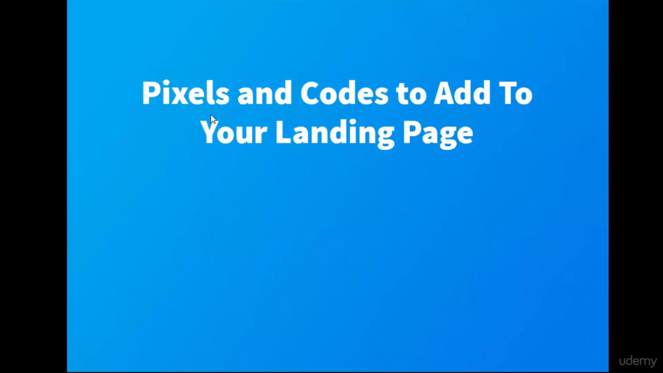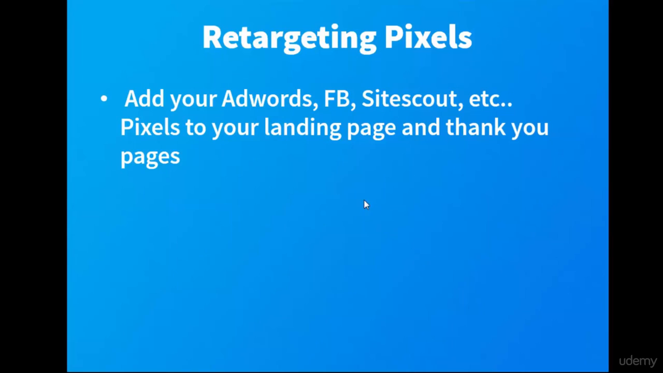Alright, now I'm going to show you how to add pixels and the codes that you're going to need to your landing page and also your thank you page. So you're going to be needing some retargeting pixels, and you're going to get these from AdWords or Facebook or Site Scout or wherever you're going to be using for your paid ads. And I'm going to show you how to get the AdWords and Facebook retargeting pixels and how to put them on your page.